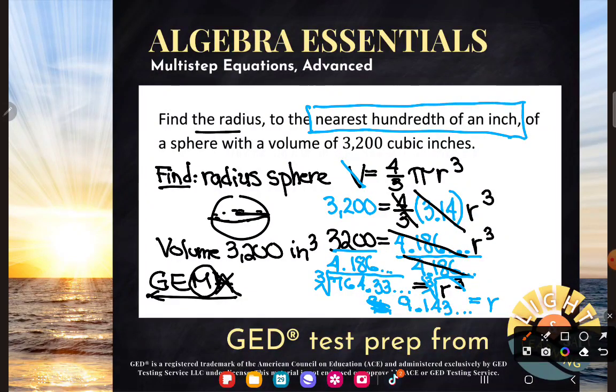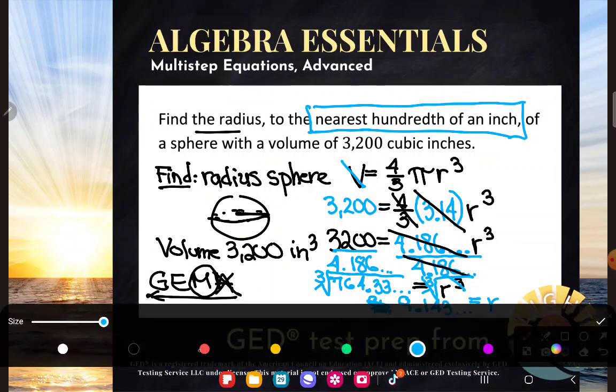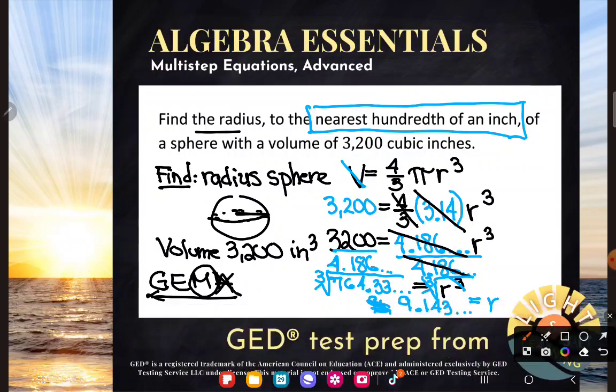And look at that, to the nearest 100th of an inch. I want it to 2 decimal places. So taking a look at my answer, cutting it off after 2 decimal places, I'm about to throw away the number 3. It's not big enough to matter. I'm going to call that radius 9.14. And of course, it's a radius, which is a line, and so it's going to be plain old linear inches.